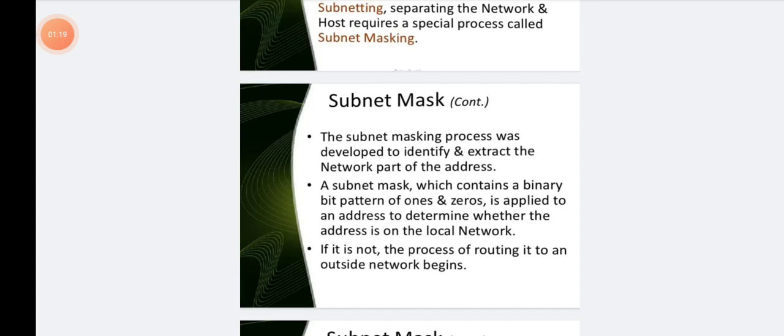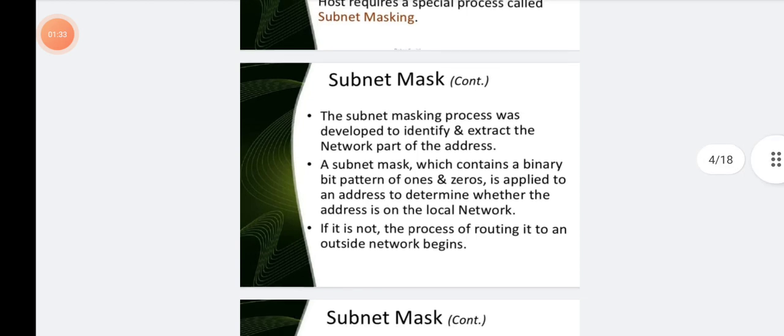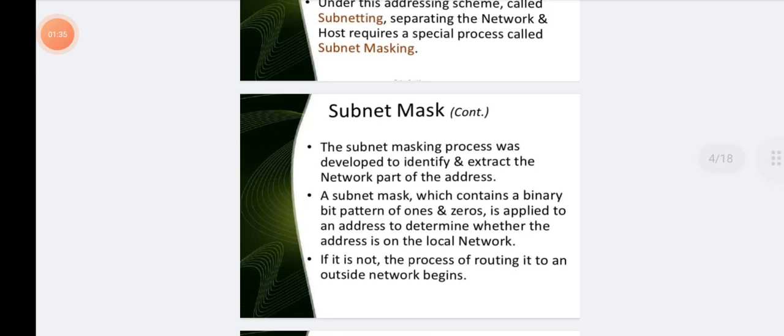A subnet mask, which contains a binary bit pattern of ones and zeros, is applied to an address to determine whether the address is on the local network or not. If it is not, the process of routing it to an outside network begins.